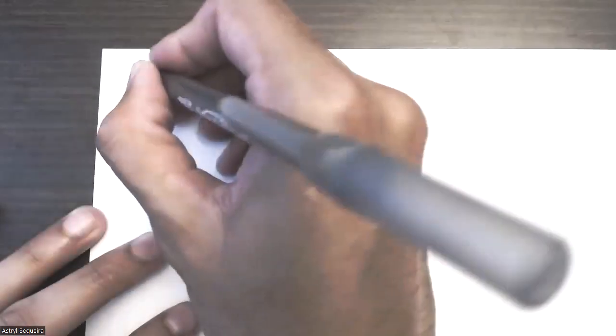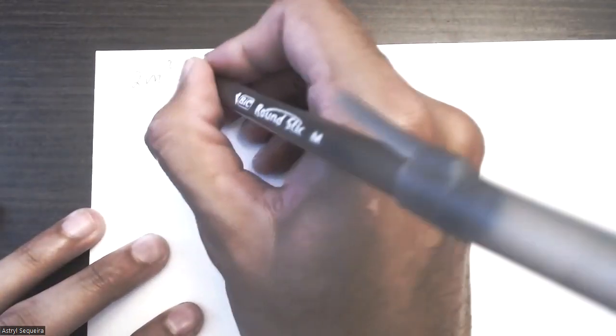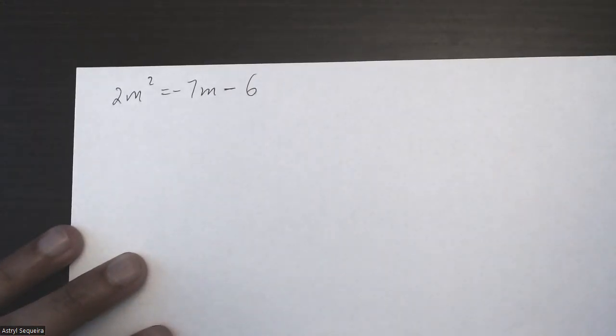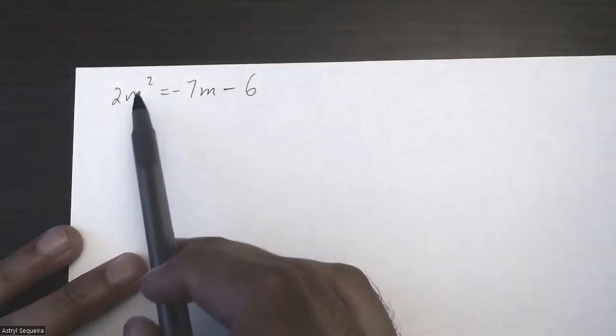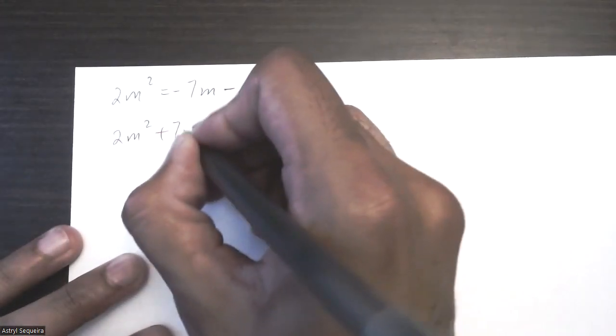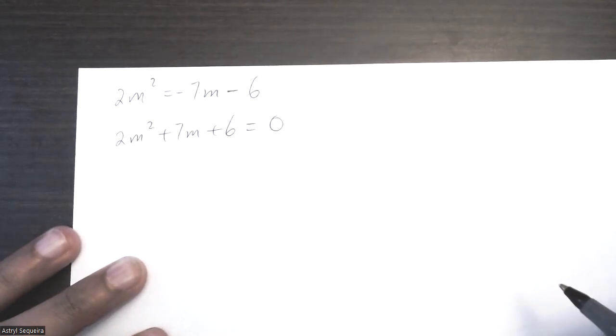Now, sometimes you may get some kind of equations that have terms on both sides of the equations, but the process is pretty much the same. So for example, you can have 2m² = -7m - 6. So when I want to factor this over here, I want to move everything to one side. I want to make sure my squared term is positive. So I'm going to move these two to this side and change the signs. So I have 2m² + 7m + 6 = 0.